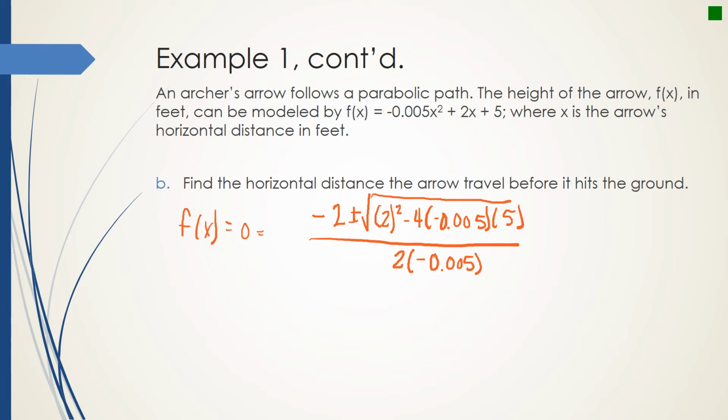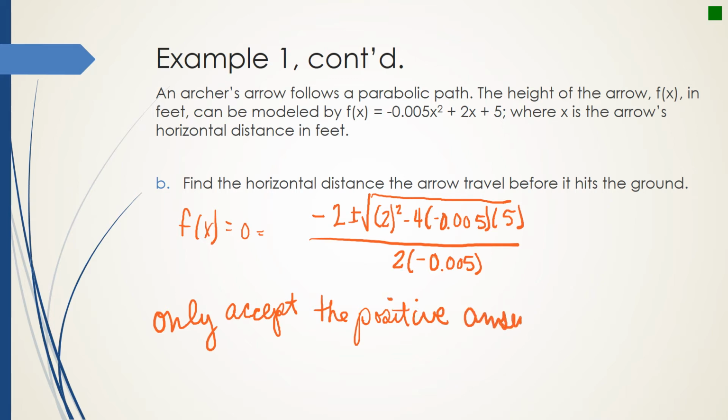Keep in mind that we have a plus and a minus, and we always only accept the positive answer because our distances are not going to be measured in negative terms. Answer. And so this one is, when I round it to the nearest foot, 398 feet away from the release before it hits the ground.